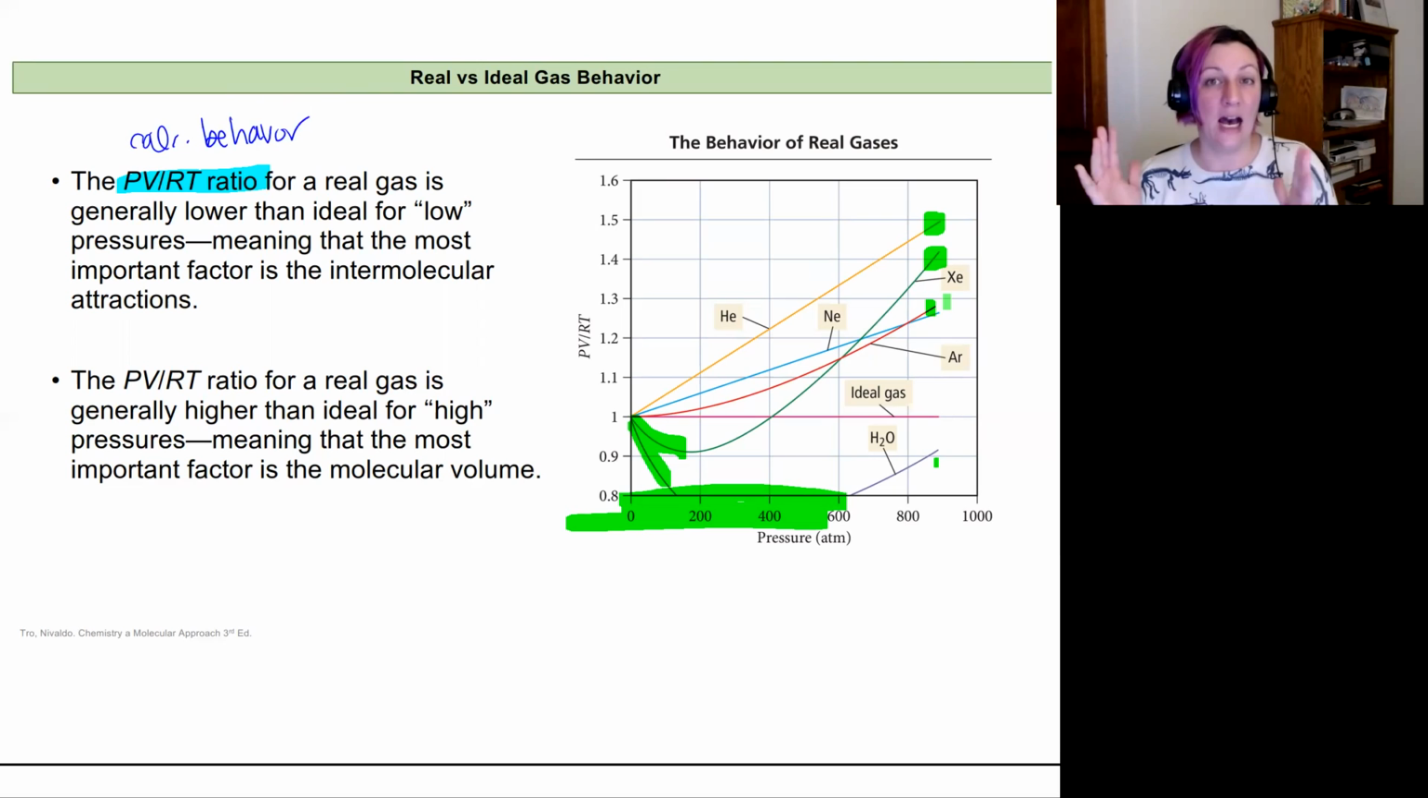But at the really high pressures that we have, then the most influential factor is going to be the molecular volume. So the higher that pressure gets, the more meaningful the volume of a molecule will be relative to the volume of space that the gas is occupying. So in general, at lower pressures, intermolecular forces play a larger role influencing the predicted behavior of a gas. And at high pressures, the volume of a molecule will have a larger influence over the behavior and how it deviates from ideal behavior for that gas.